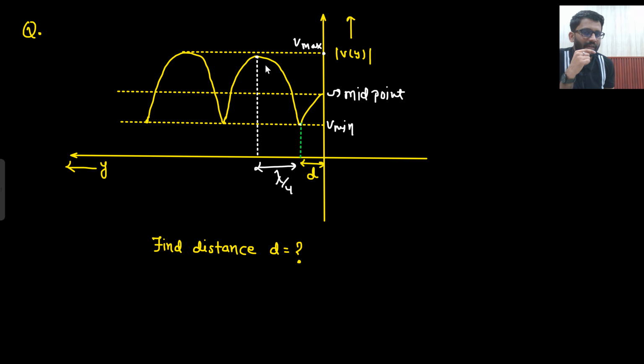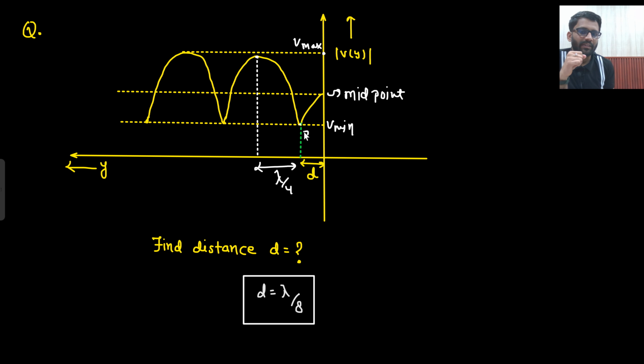Now this is the midpoint. If this is 5, this is 3, then this is 4. This is the midpoint. So from 3 to 5, you are going for lambda by 4 distance. If you need to come from 4 to 3, how much distance do you need to walk? Lambda by 8, right? So d will be equal to lambda by 8. From midpoint to minima you are coming, that means you are walking lambda by 8 distance.